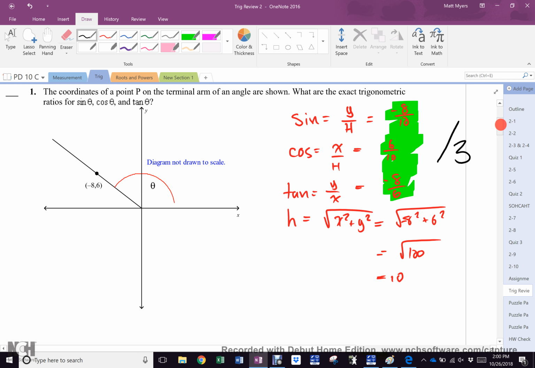I did not ask for theta, but of course you would find it by using shift of any of those. Oh, other way around. 6, negative 8, and 6 over 8. Sorry.